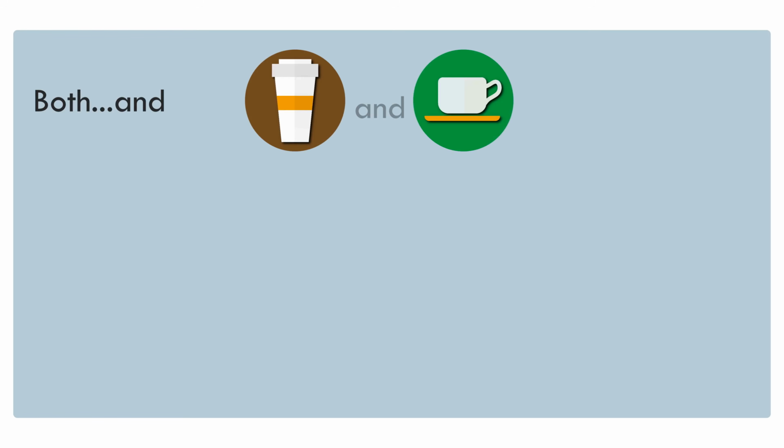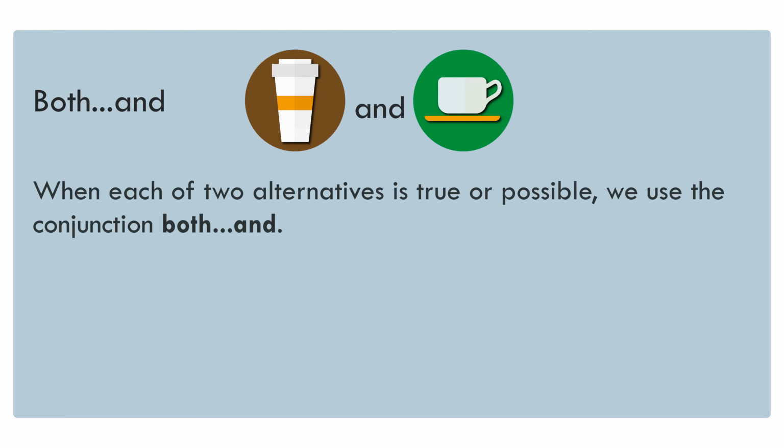Both...and. When each of two alternatives is true or possible, we use the conjunction both...and. For example, both he and his wife enjoyed the party.